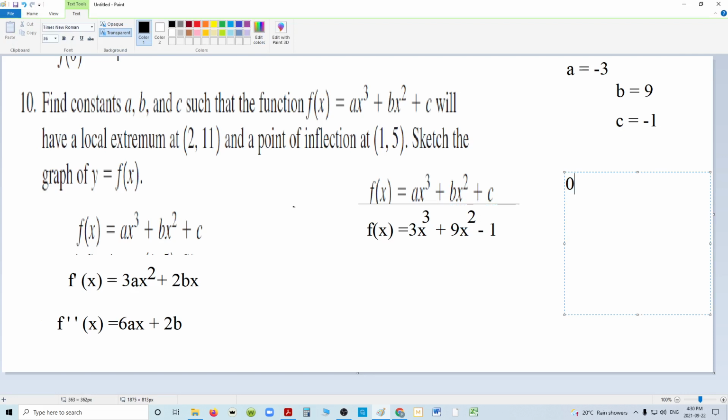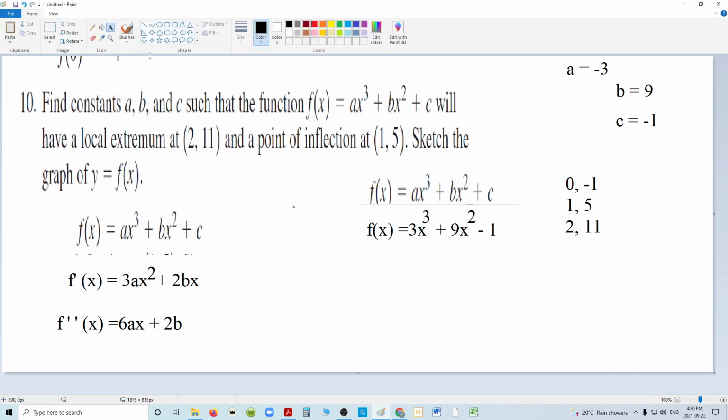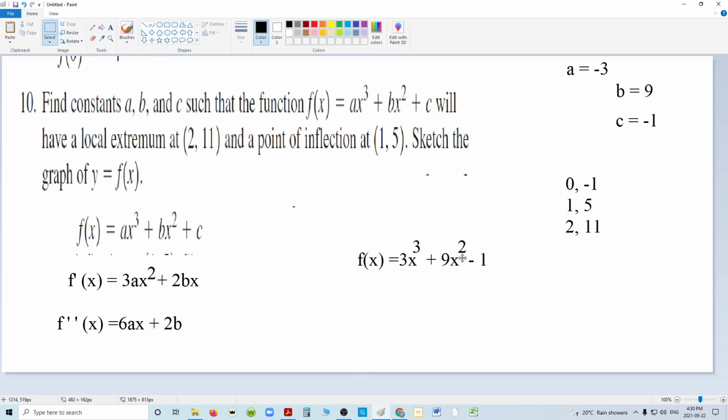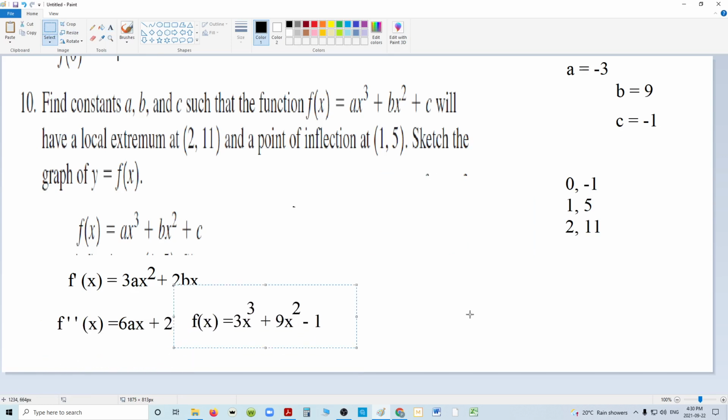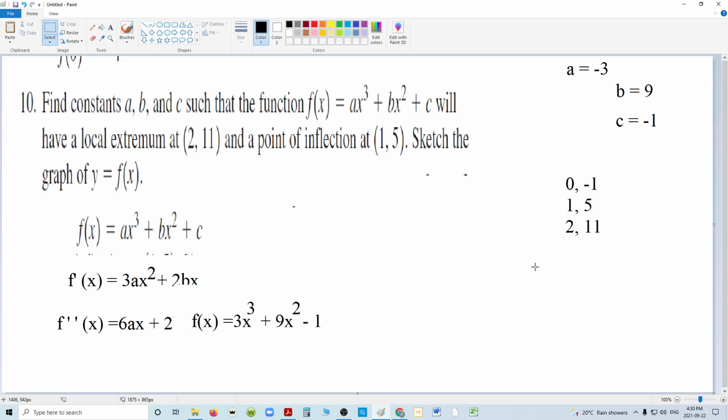So that means I have several points. I got 0, minus 1 I know is on the graph. I know 1, comma 5 is on the graph. And I know 2, comma 11 is on the graph. Great. That's a lot of information already. So I'm just going to move this, and I'm going to put this somewhere down there, and I'm just going to expand. There we go. Great. So they're going to ask me to graph it.